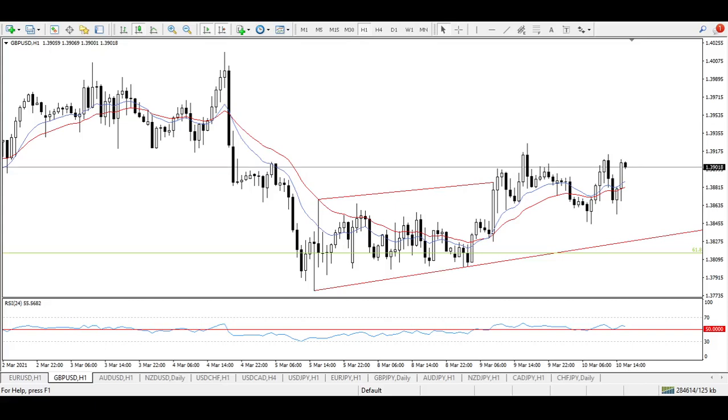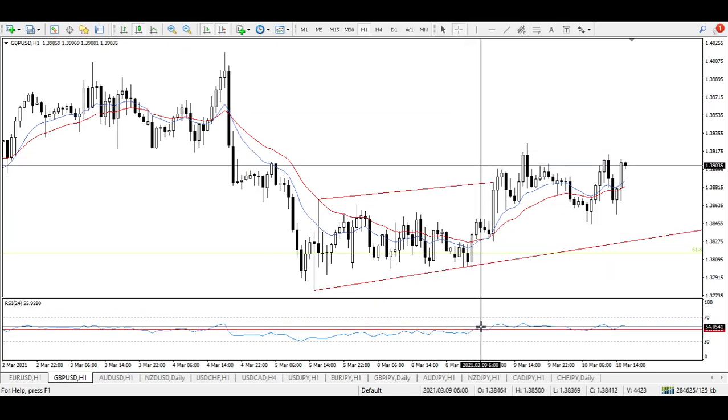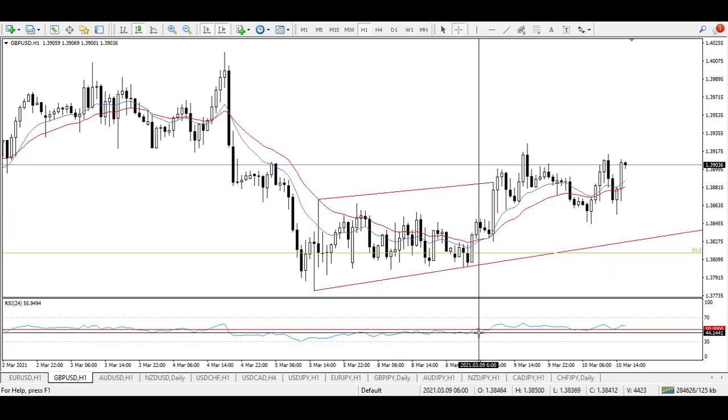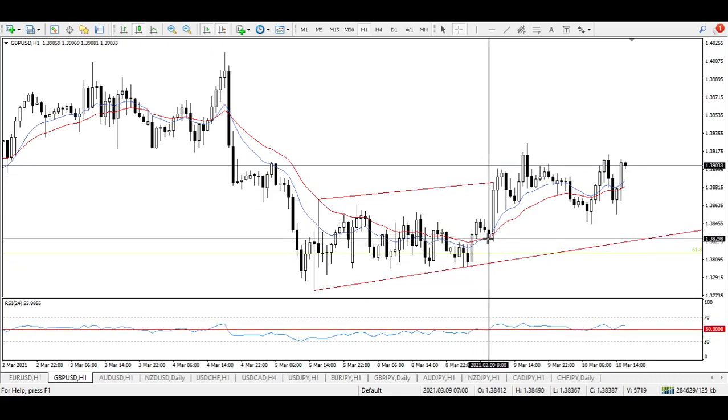Hi fellow traders, I'm making this video to share my GBP USD trading plan with you. If I look at all the criterions on the 1 hour time frame, they were already fulfilled by the market yesterday, as RSI crossed above this 50 level and a moving average crossover took place.